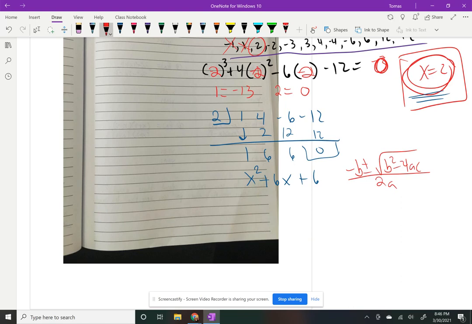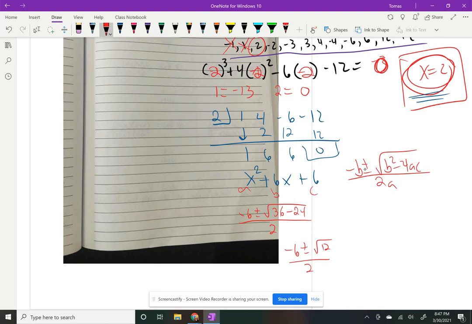So yes, our old faithful quadratic formula, right? We have a quadratic here, so why not use it? All we have to do is label our A, our B, and our C. So that means we're going to have -6 plus or minus 6 squared, which is just 36, minus 4 times 1 times 6, which is 24, over 2 times 1, which is just 2. So this becomes -6 plus or minus the square root of 12 over 2.